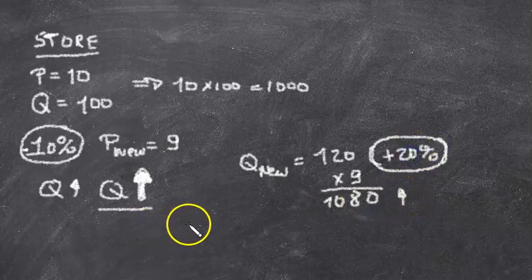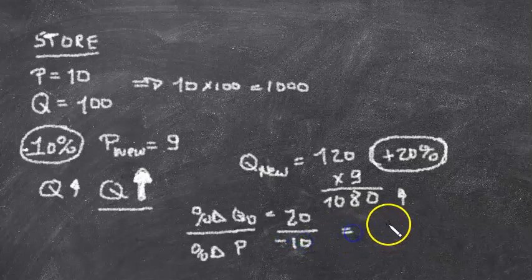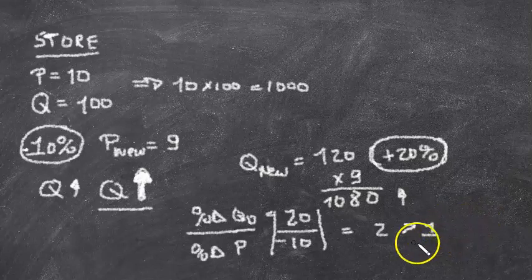And this is what we'll call an elastic demand, because the percentage change in the quantity demanded, which is equal to 20, divided by the percentage change in the price, in this case negative 10, gives overall a number. If I take the absolute value of this, so I get rid of the negative value, I get 2, which is, we'll see in a second, greater than 1. So we have an elastic demand, and we expect that the revenue increases.